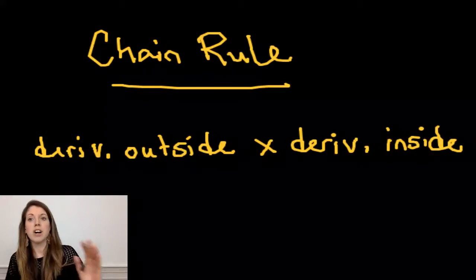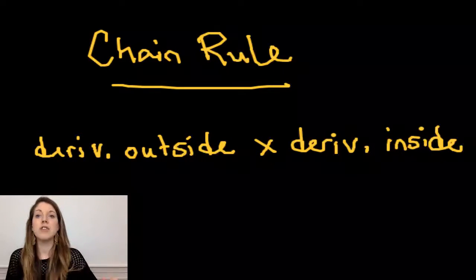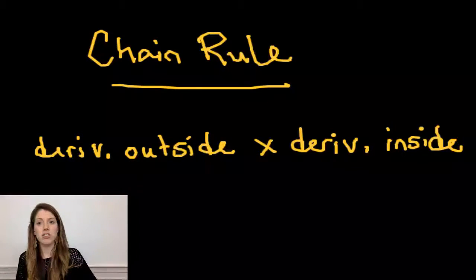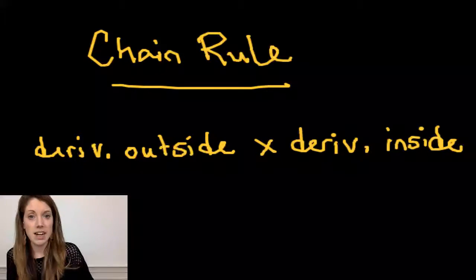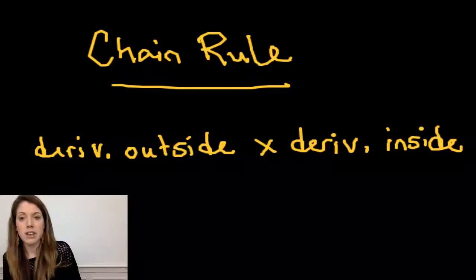So let's review. I saved this for us so we can remember. We're talking about the chain rule. The chain rule says when you have a composite function, you take the derivative of the outside function times the derivative of what's inside. Okay, so here, let me write down an example for us.